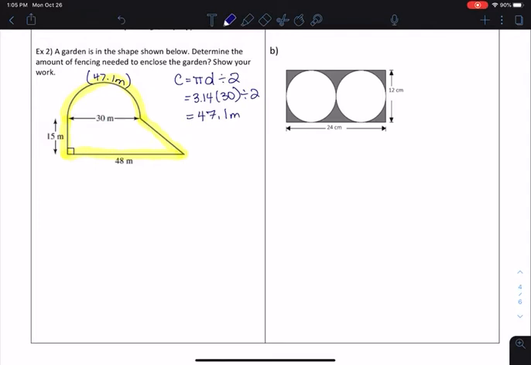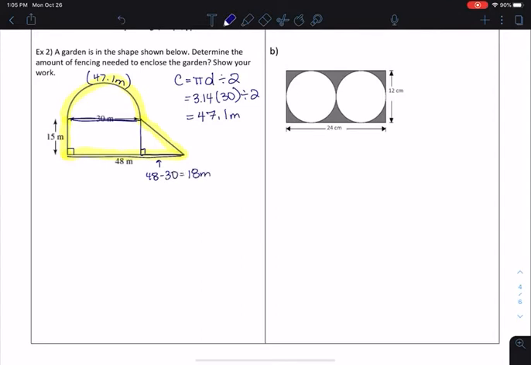Then I need this diagonal. Now that's a little more challenging. We know it's not going to be 15 because it definitely looks longer than the 15 side. So I'm going to close that off to try and figure it out. Notice that what I have here is a right angle triangle. If this is 30 across here, and this is 48, I can subtract 48 minus 30 to get that side, which means it's 18 meters. And this side is parallel to this side, so it's going to be 15 meters.